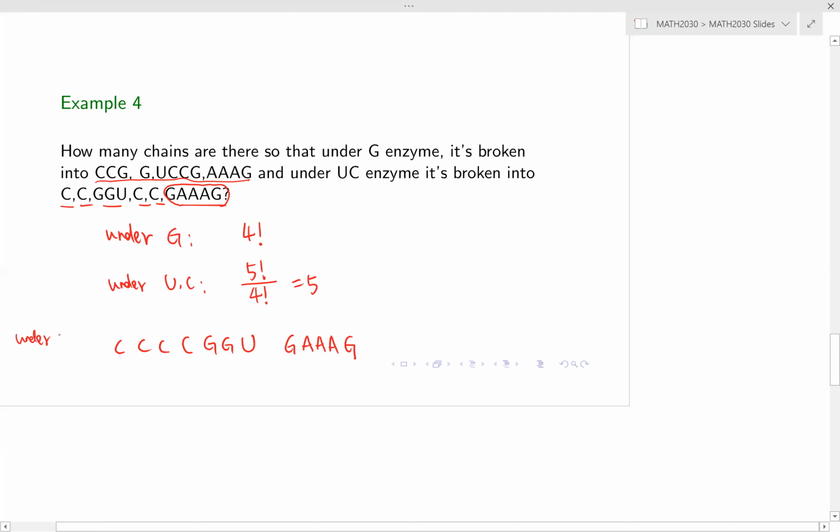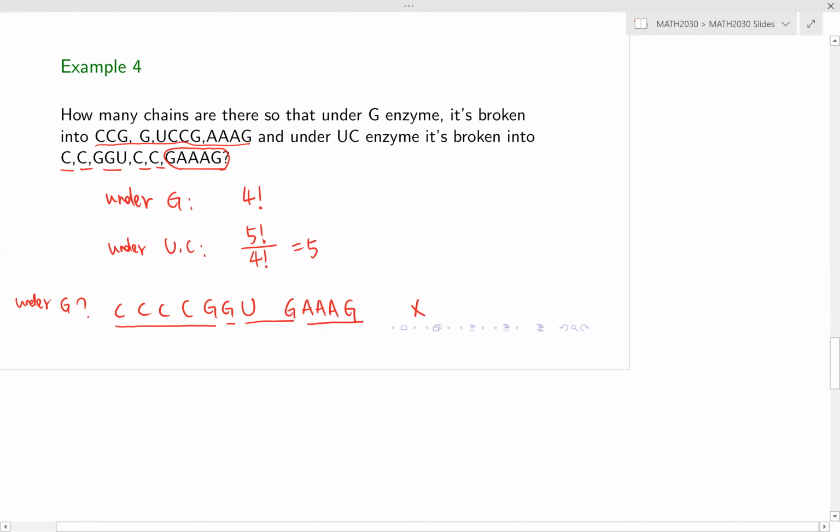So, that's a question mark. If we apply this G enzyme, we find that this chain is going to be broken into CCCCG, G, UG, and AAAG. And if you go back to check what we want, this is simply not going to work. And then how about the next choice we might have? Remember, we have 5 choices here, so in theory, we could just list them all out.